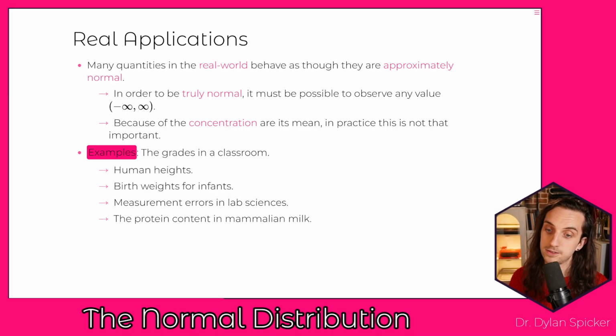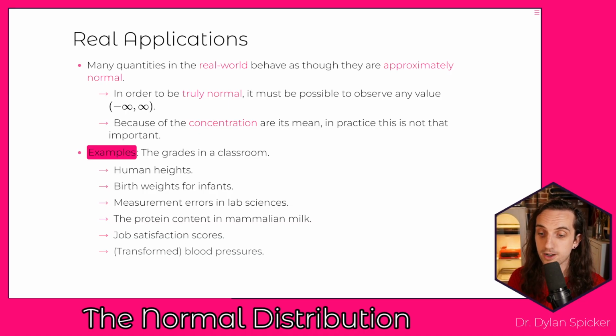But you're not going to have huge errors typically. If you look at protein content in milk, say from cows, that is going to be approximately normal, right? The satisfaction of jobs is going to be approximately normal. If you look at blood pressures and you transform them accordingly, you're going to have approximate normality. The returns of stocks are going to be approximately normal. So we have all of these quantities, right? You could come up with tons more that are going to be approximately normal.